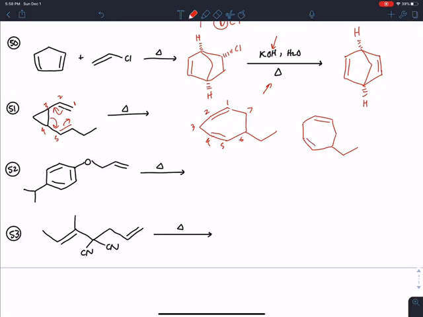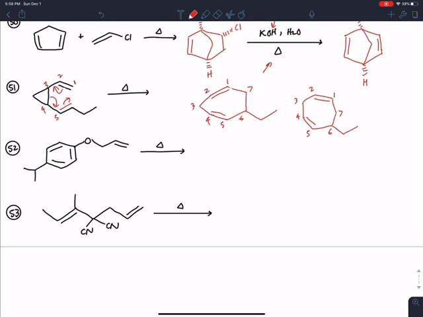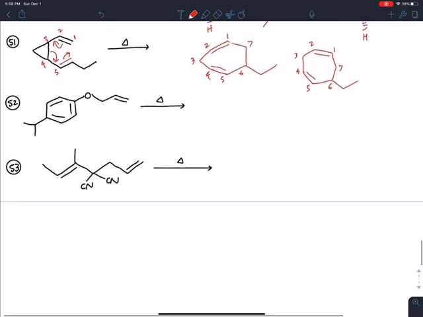Wow, that's a really weird answer. It looks something like that. That looks really weird. But this is what we have. 7, 1, 2, 3, 4, 5, 6. So this is drawn right. That looks really weird. That's a confusing question. So that was Cope. Next one is Claisen.